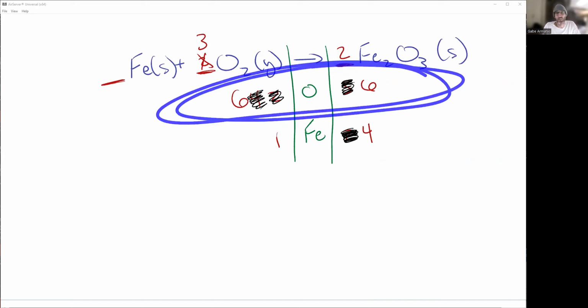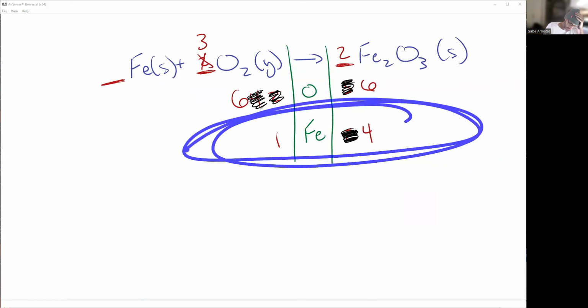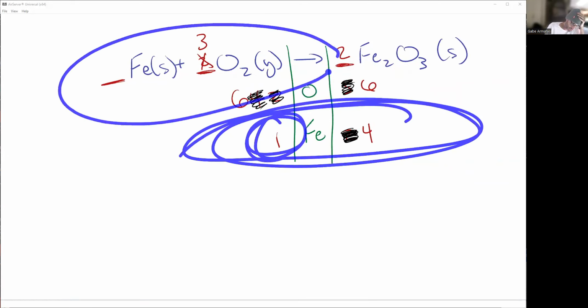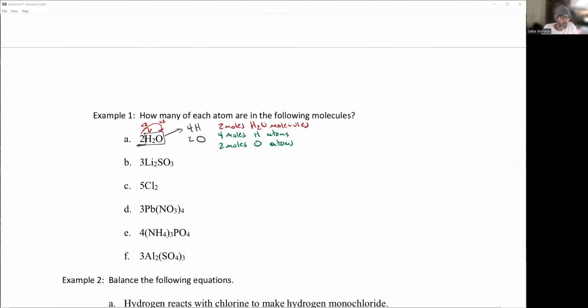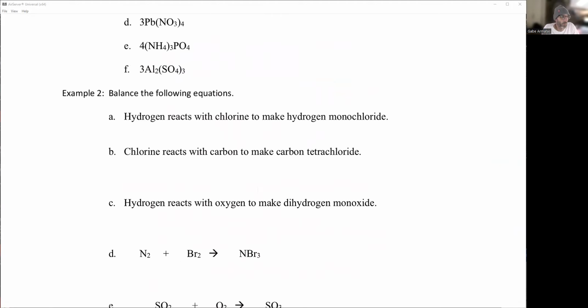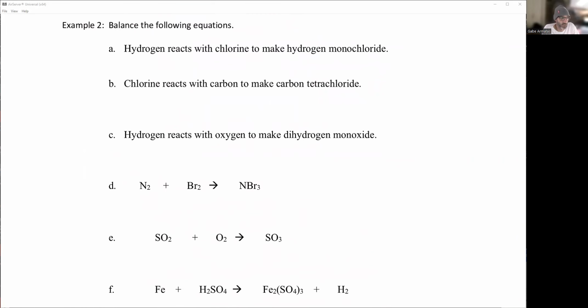Oxygens are balanced. Fantastic. Now I have irons to balance. I need more irons on this side. So let's put a 4 in front. That changes my iron count. Now I have 4, and now everything checks out. Again, sometimes you might need to change the coefficient a couple of times, and we just do. Okay, great. So balance the following equations.